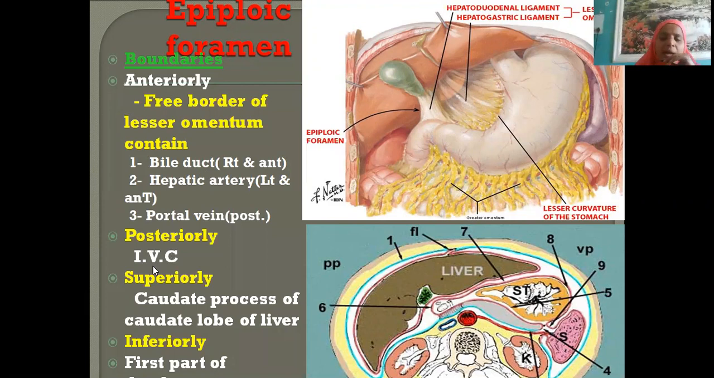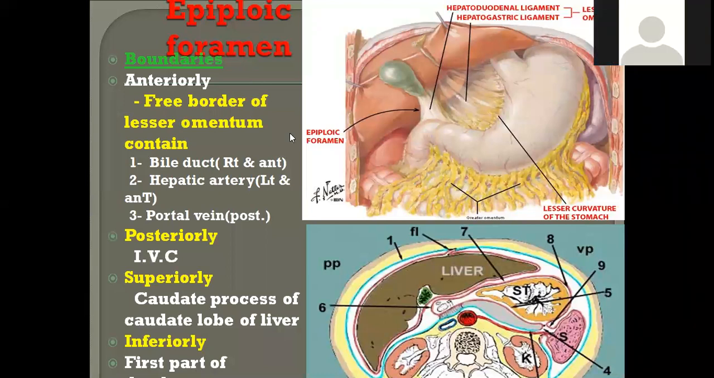Let us summarize fast. Anteriorly, the free margin of the lesser omentum with its structures: bile duct, hepatic artery, portal vein. Posteriorly, inferior vena cava. Then superiorly the caudate lobe with the caudate process of the liver, inferiorly the first part of the duodenum. These are the boundaries of the epiploic foramen. Is that clear? Yes, ma'am.